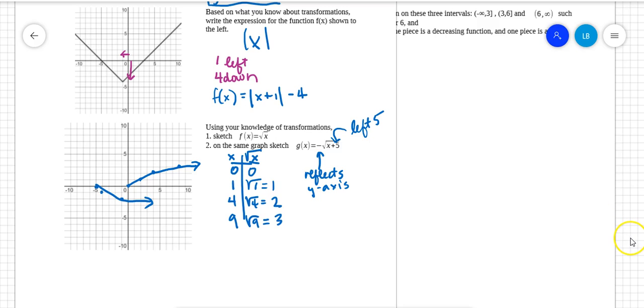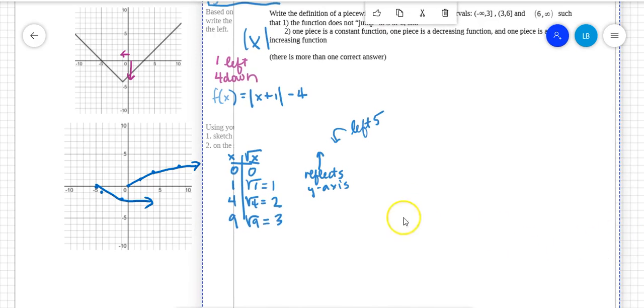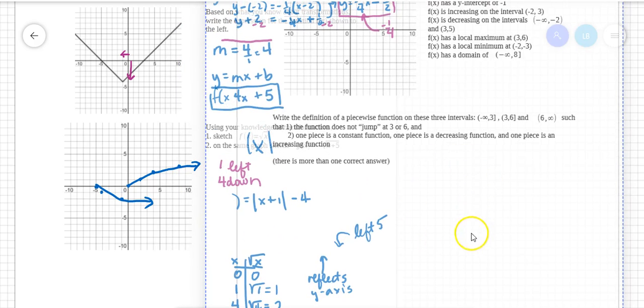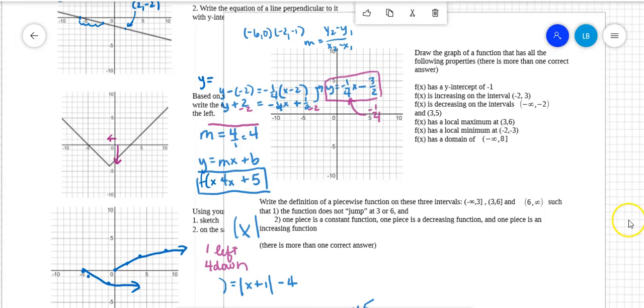So those 3 were fairly straightforward. The next page was hard. And in fact, the last one probably was too hard. So sorry about that.